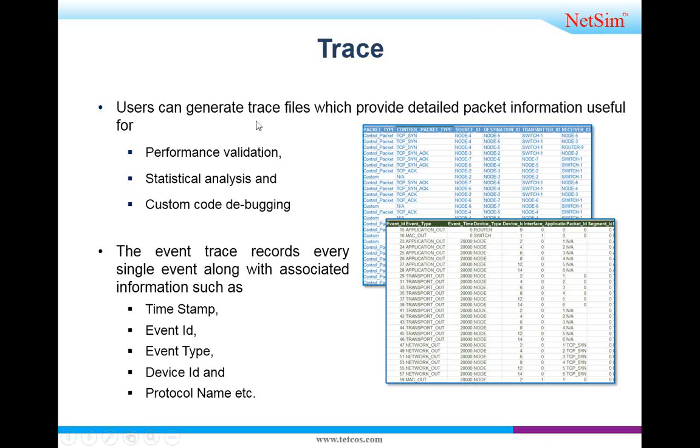So packet trace has the information of the whole packet one by one. You can see where packets are moving from which node to any node. It gives you the detailed packet information which is used for performance validation, statistical analysis, and custom code debugging. Packet trace is a set of chosen parameters for every packet as it flows through the network, such as arrival times, queuing times, departure times, payload, overhead, errors, collision, etc. So it will give you these details like timestamp, event ID, event type, device ID, and protocol name.